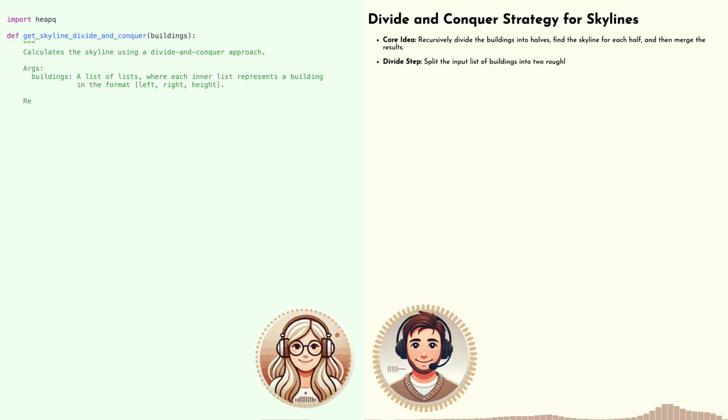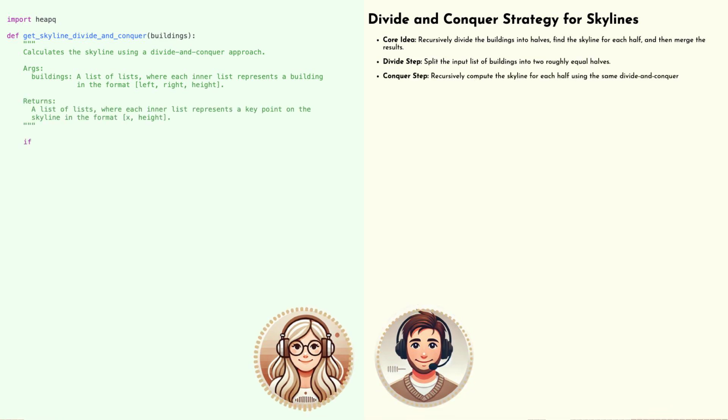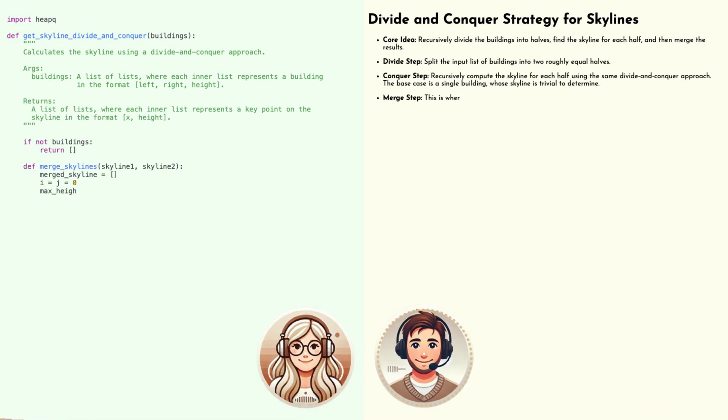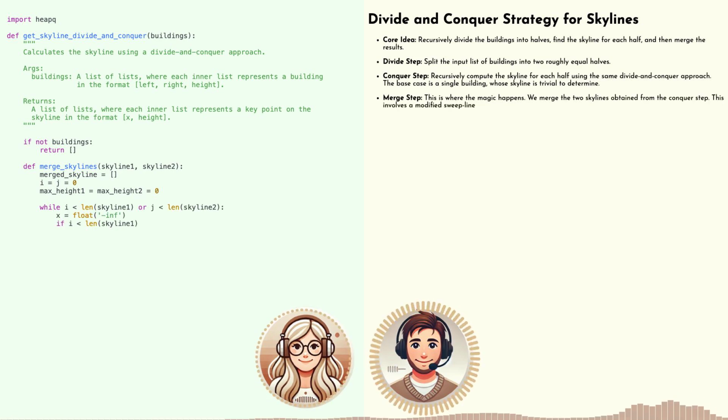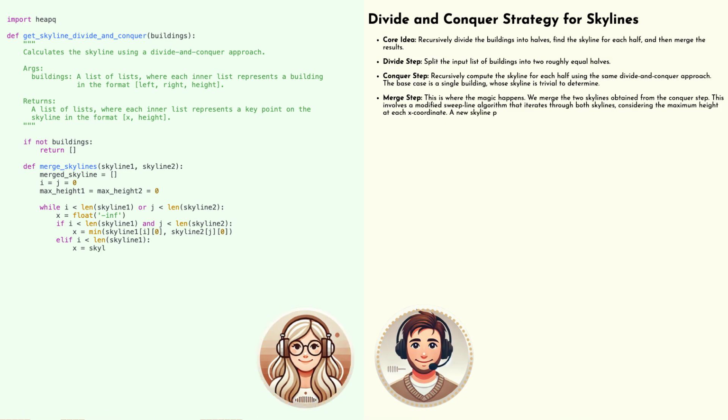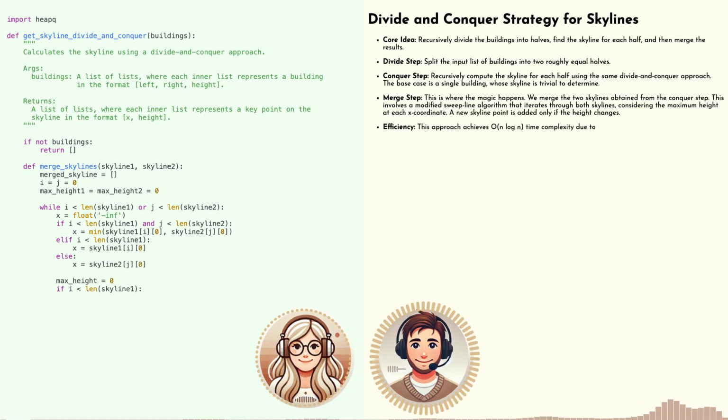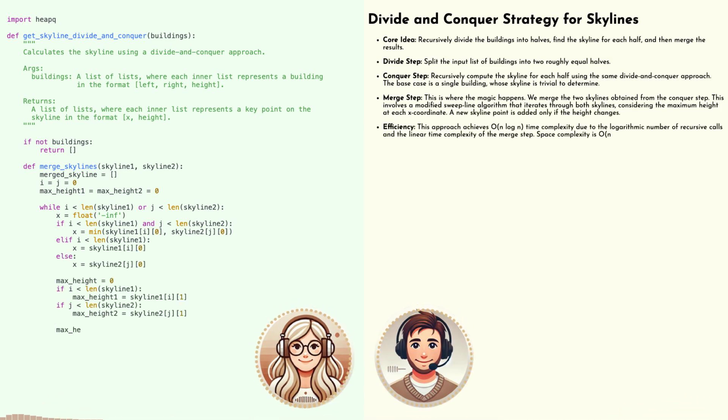I can't wait to hear what other algorithmic magic we can uncover. So are you ready to step away from sweep lines for a bit and explore a completely different strategy? Yeah, for sure. Absolutely. Hit me with it. What other tricks do we have for tackling these skylines?